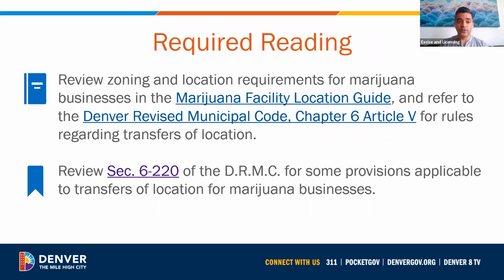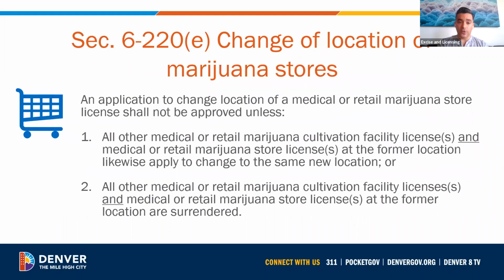In particular, review Section 6220 of the Denver Revised Municipal Code for some provisions applicable to transfers of location for marijuana businesses. This is really critical because Section 6220E refers to changes of location of marijuana stores.